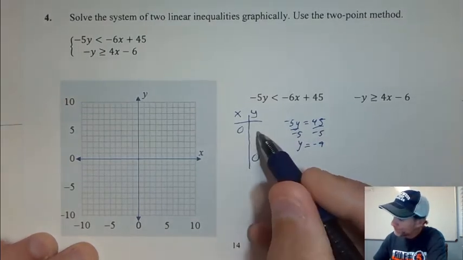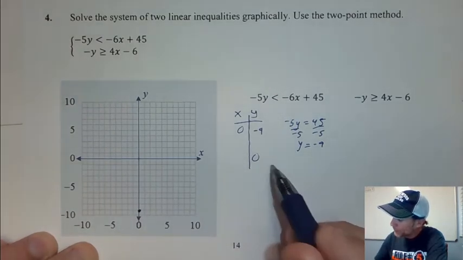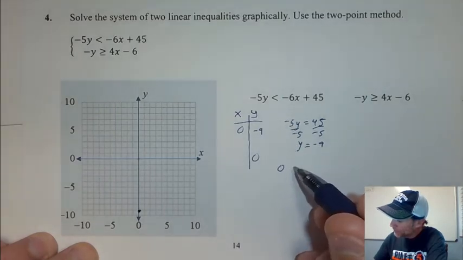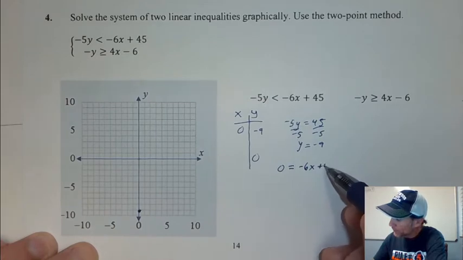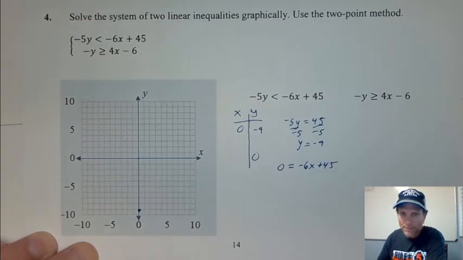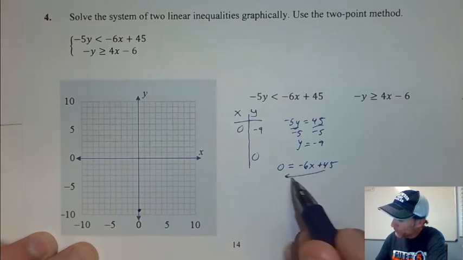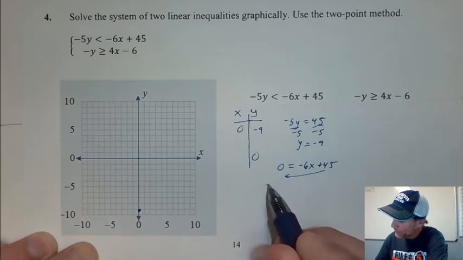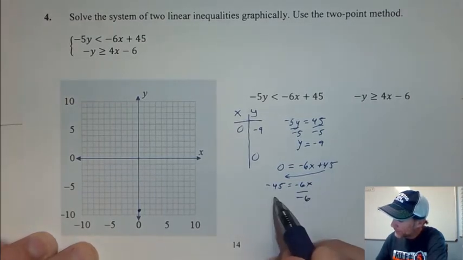Okay, so I'm going to plot that. That's right here. And then when I put 0 in for y, this is where it gets a little confusing for some students. I have 0 is equal to negative 6x plus 45. We have to remember to move this 45 over, or we could have moved the 6x over. We just have to isolate our x term. So I have negative 45 equals negative 6x.